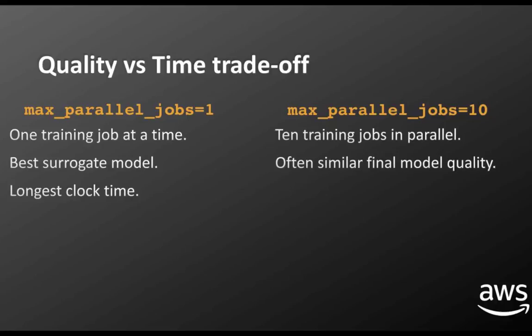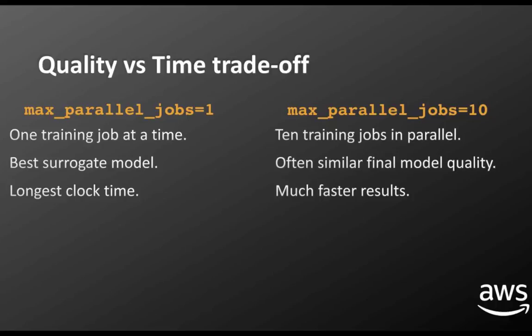Now, running them one at a time obviously requires the longest amount of clock time, whereas if you do them in parallel, the results come back much faster, almost literally 10 times faster. But the key trade-off is that by taking a longer amount of time, the surrogate model has more information, and you're likely to end up with the best possible model.